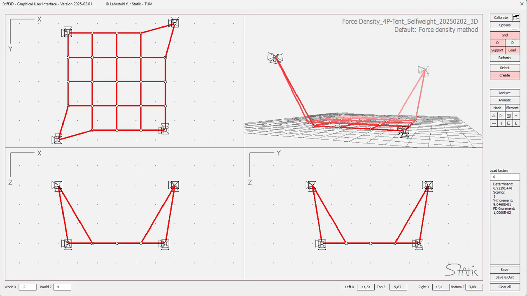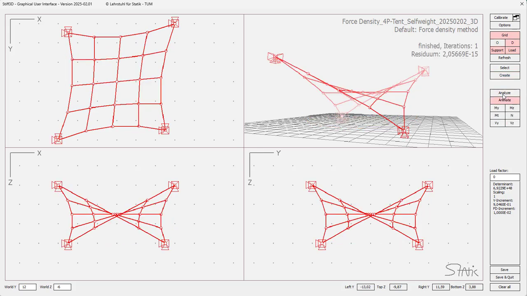Now let's take a look at this last example with the software. You see from above our cable net. I have taken away the post, so the results will not be affected by extra constraints. And I have also taken away the load by putting the load factor to 0. If we do the analysis, you see the method converging after one step. That's exactly how it should be for the linear force density method.